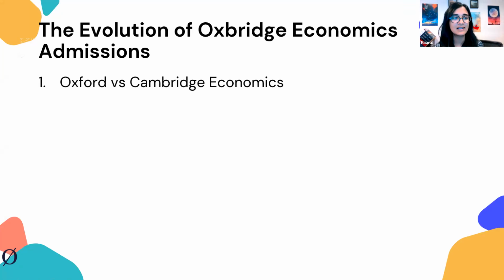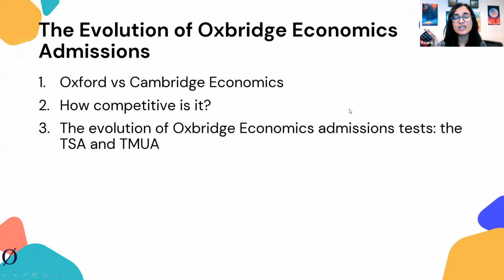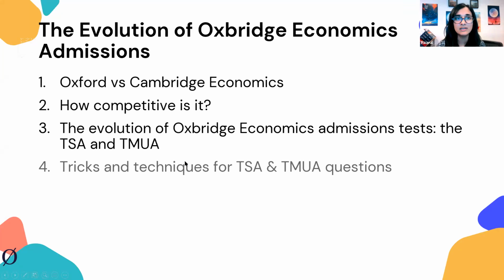The first thing is, let's compare the Oxford and Cambridge economics courses. We're then going to be looking at how competitive it is to get into Oxford or Cambridge for economics. Then the evolution of Oxbridge economics admissions tests. You may be aware that the ECAA was used in the past, but now that's changed to the TMUA. So we're going to be looking at that whole evolution and why that's happened and what's harder about it.